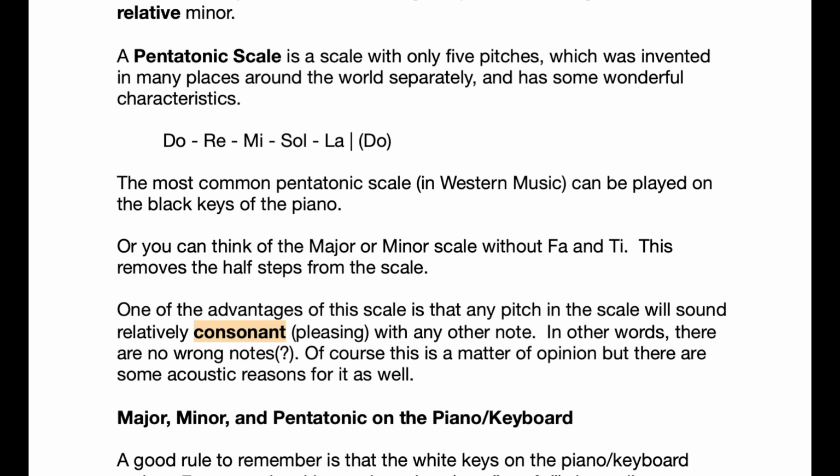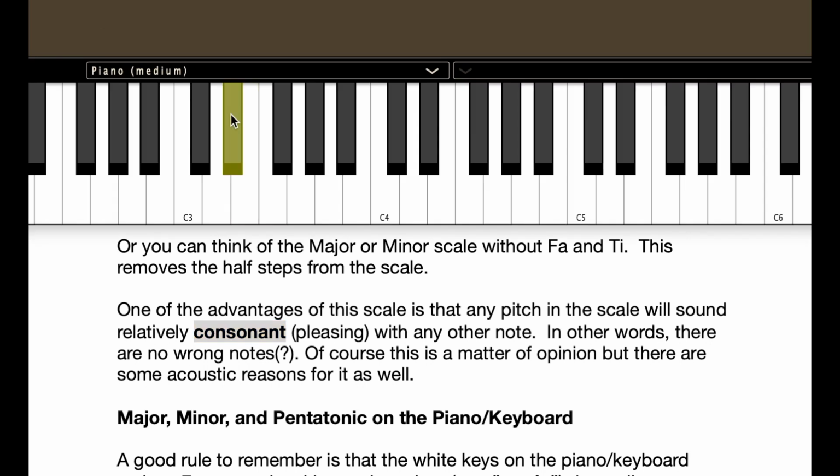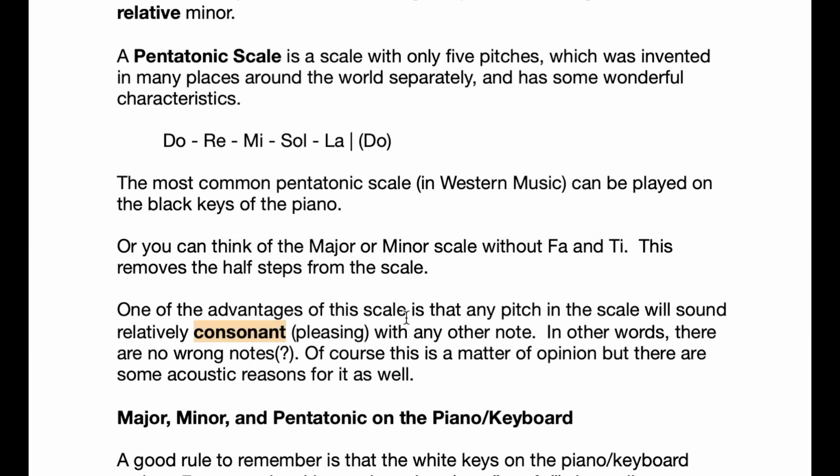But with the pentatonic scale, part of the beauty and simplicity of it is that you can pretty much play any of these notes at the same time and they'll sound good. Da, da, da, da, da, da, da, da. It's used in a lot of folk music.